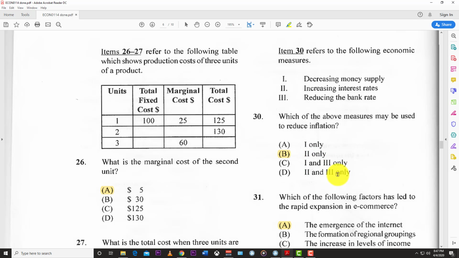For sure, 3 cannot be in the answer, because reducing the bank rate means the bank has more money at their disposal, and so they would lend out more. So this measure would not reduce inflation; it would actually increase inflation. Any option with 3 cannot be right. So it should be 1 and 2 only, but that option is not there. If you see that, make sure you make that correction on the paper.